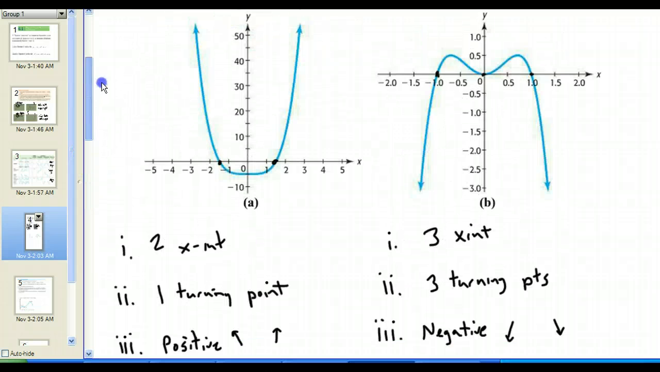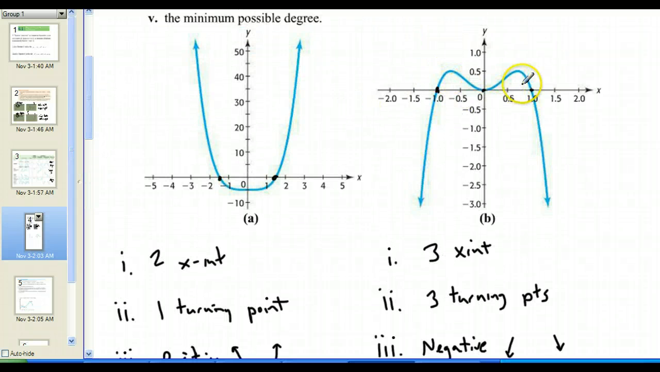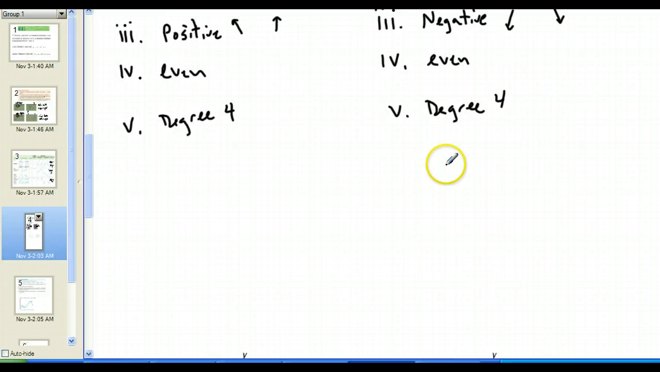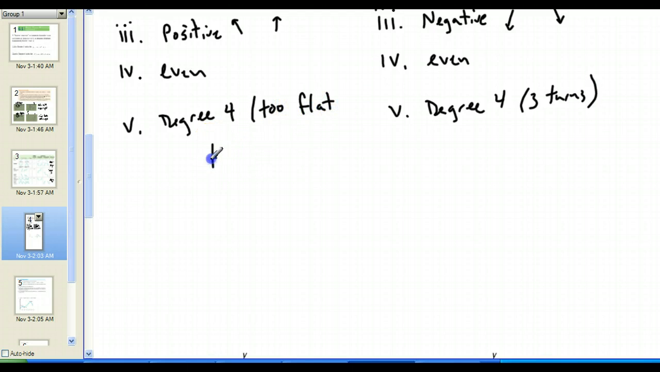And then this one over here, because it has 3 turns, it has to be degree 4. So that's why it has the 3 turns, is why I'm saying it's degree 4. But this one, I'm saying it's degree 4 because it's too flat when it turns to be degree 2.